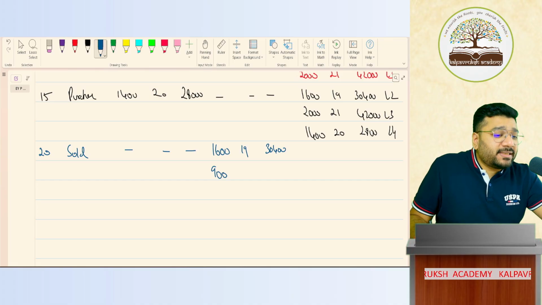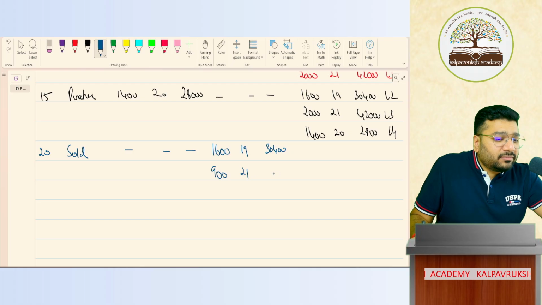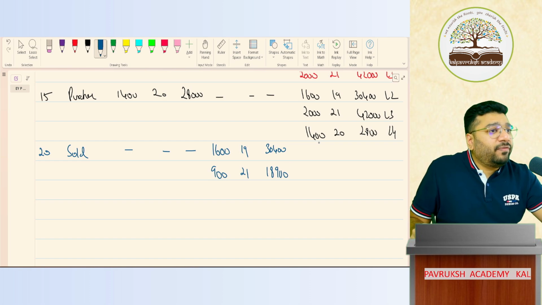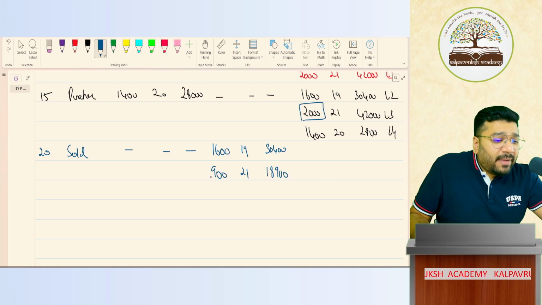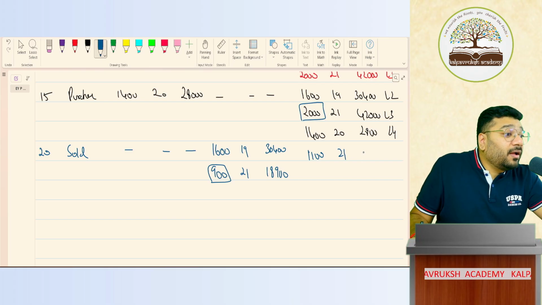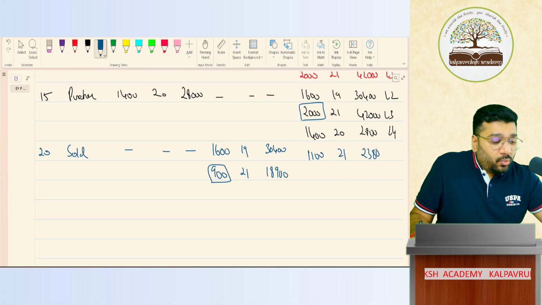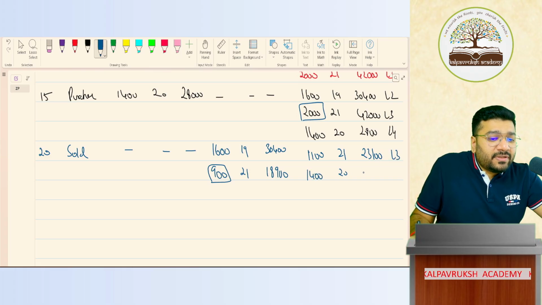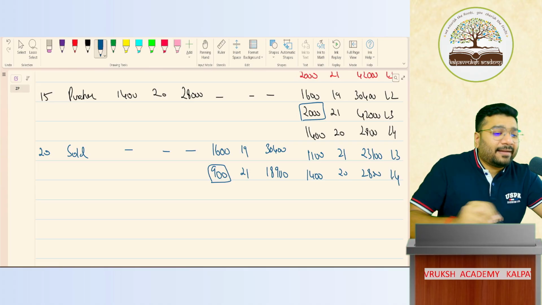L3 we have sufficient kgs. How much into 21? What is the value? 18,900. So L2 over, people. L2 finished. L3 had 2,000. If I minus 900, what is the balance? 1,100 into 21. How much? 23,100. This is L3. L4 we haven't touched it. 1,400 into 20, which is 28,000, which is L4 intact as it is.